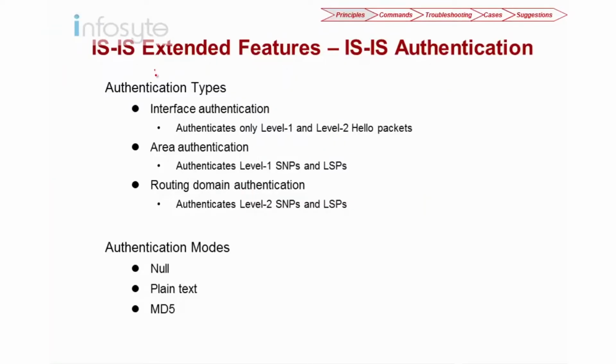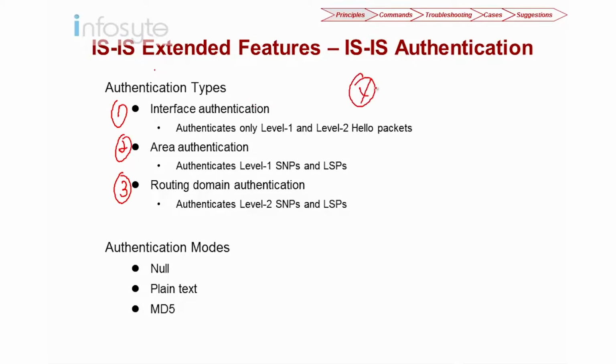To ensure network security, ISIS will use authentication, and this authentication can be encrypted or using plain text. First, we are looking into the different types of authentication. Here we have 3 types. The first type is called interface authentication.